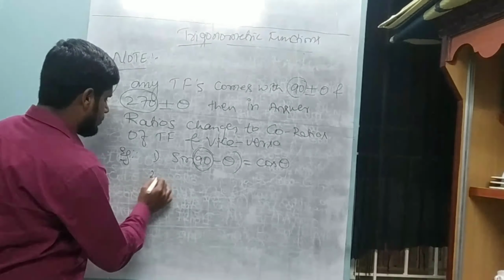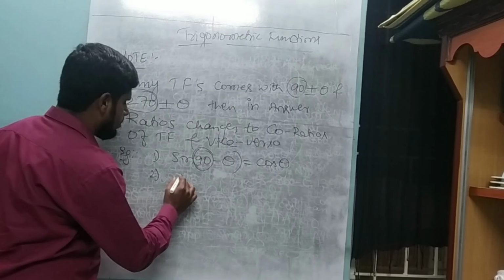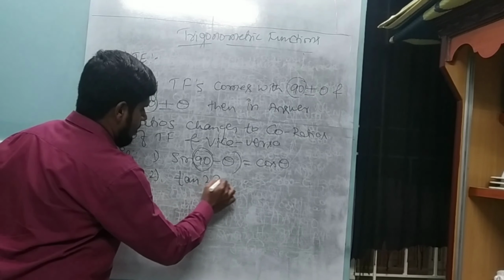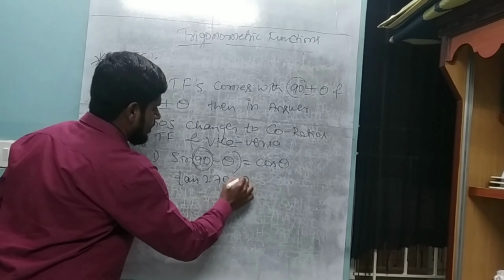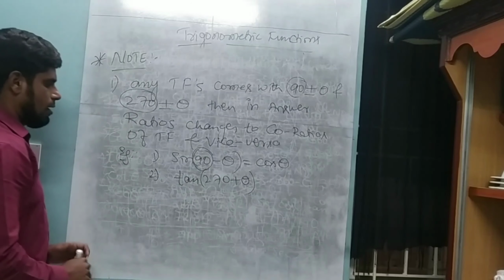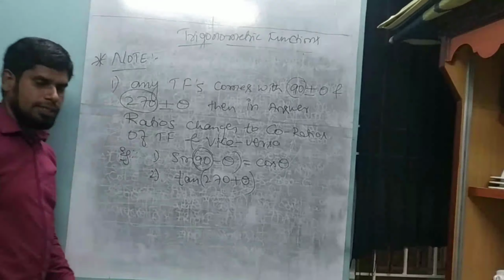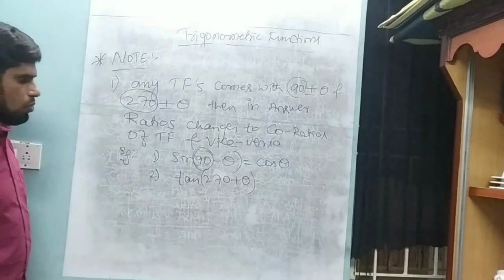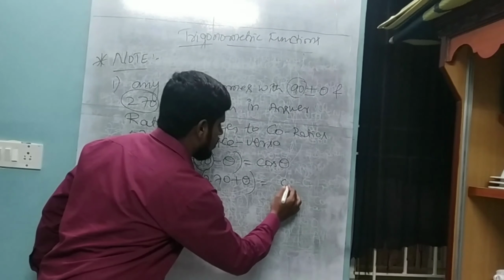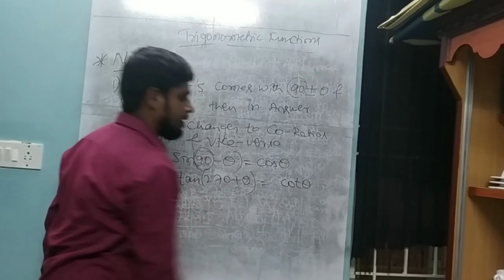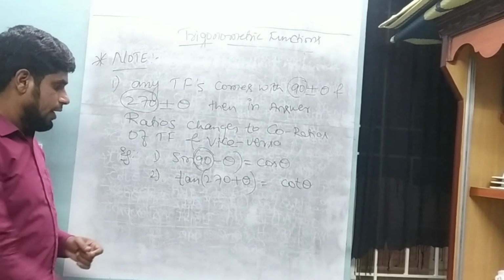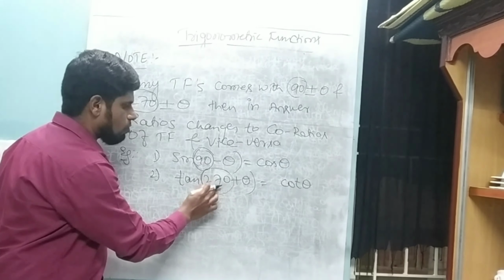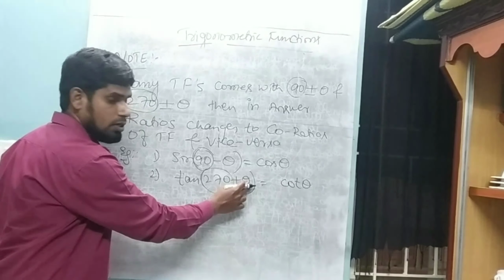Another way, now student, here if I take tan 270 plus theta. Student, here 270 plus theta, tan should change to its co. What is the co of tan? It is cot, so it is cot theta. Student, here there is one more thing. As 270 comes, it is a quadrant, so it will vanish.